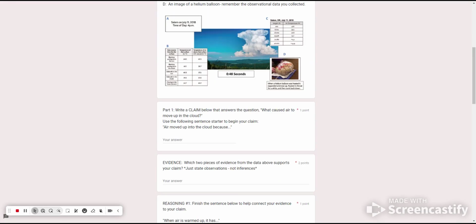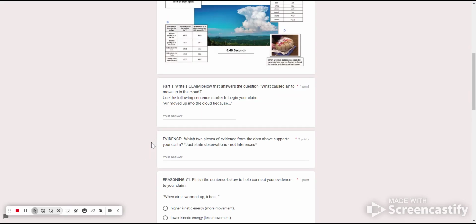Part 1, write a claim below that answers the question, what caused air to move up in the cloud? You will use the following sentence starter to begin your claim. Air moved up into the cloud because, and then you'll complete your sentence here.